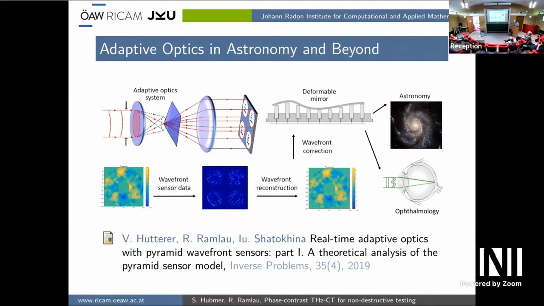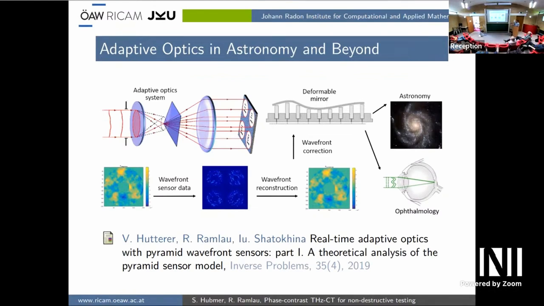So if you don't do anything about this blurring, you will never get a good reconstruction, particularly so because the atmosphere is changing at about 1 millisecond rate. So what you need to do is use wavefront sensors. Here's the pyramid wavefront sensor: if light is coming in, it's focused on this prism, and then you get four pieces of data.